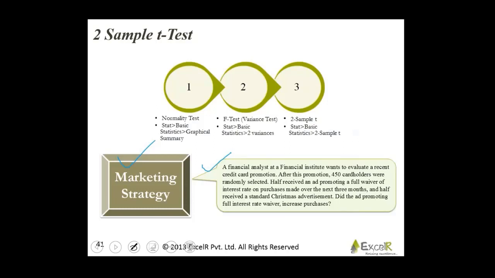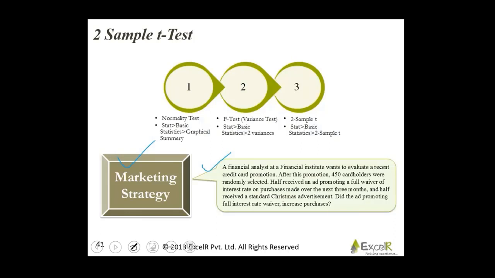After the promotion, 450 card holders were randomly selected. Half of them received an ad promoting a full waiver of interest rate on the purchases which they make over the next 3 months. So over the next 3 months, purchase as much as possible. There would be no interest rate. Okay, that's one ad. Another ad was sent to people, and this ad was a standard Christmas advertisement. Christmas is approaching, and then people have started promoting based on this.